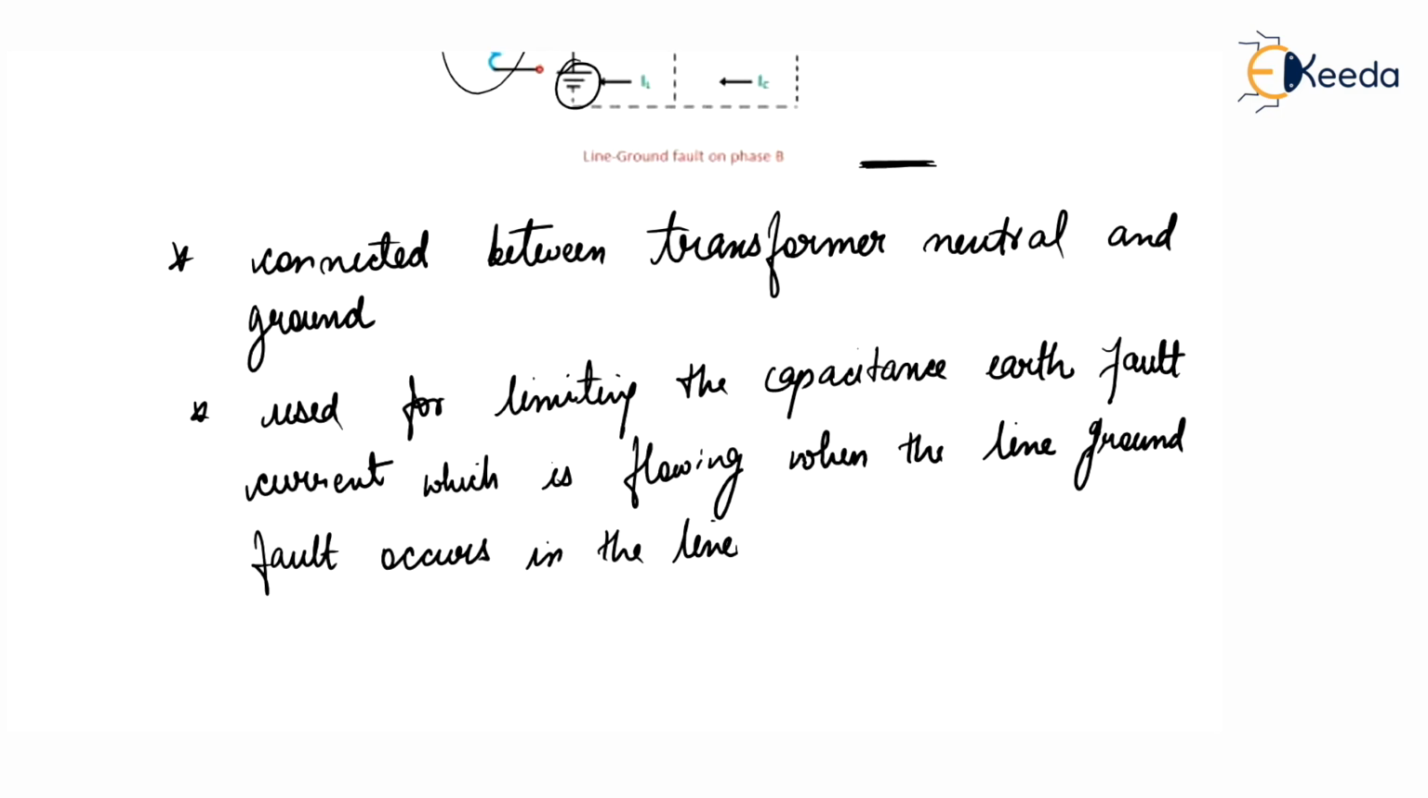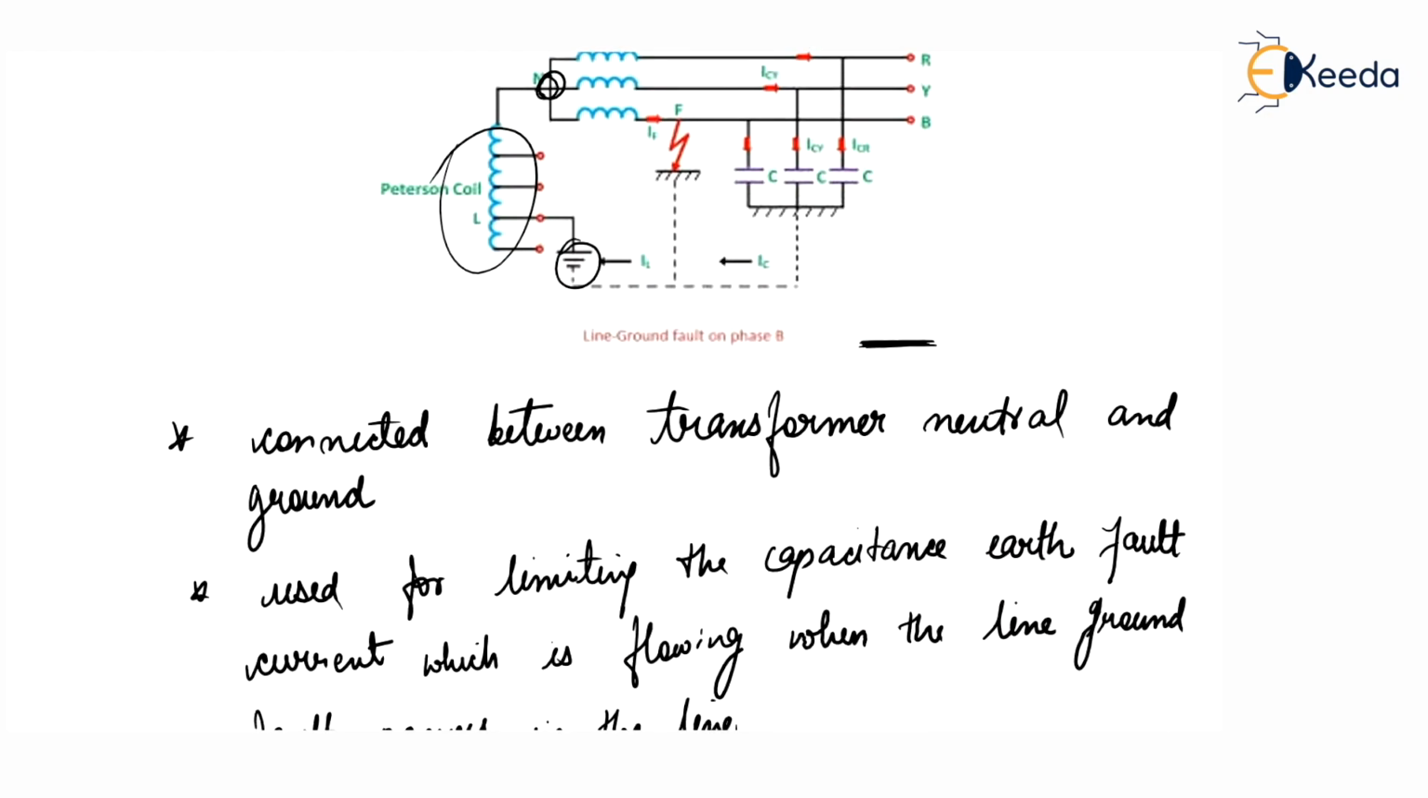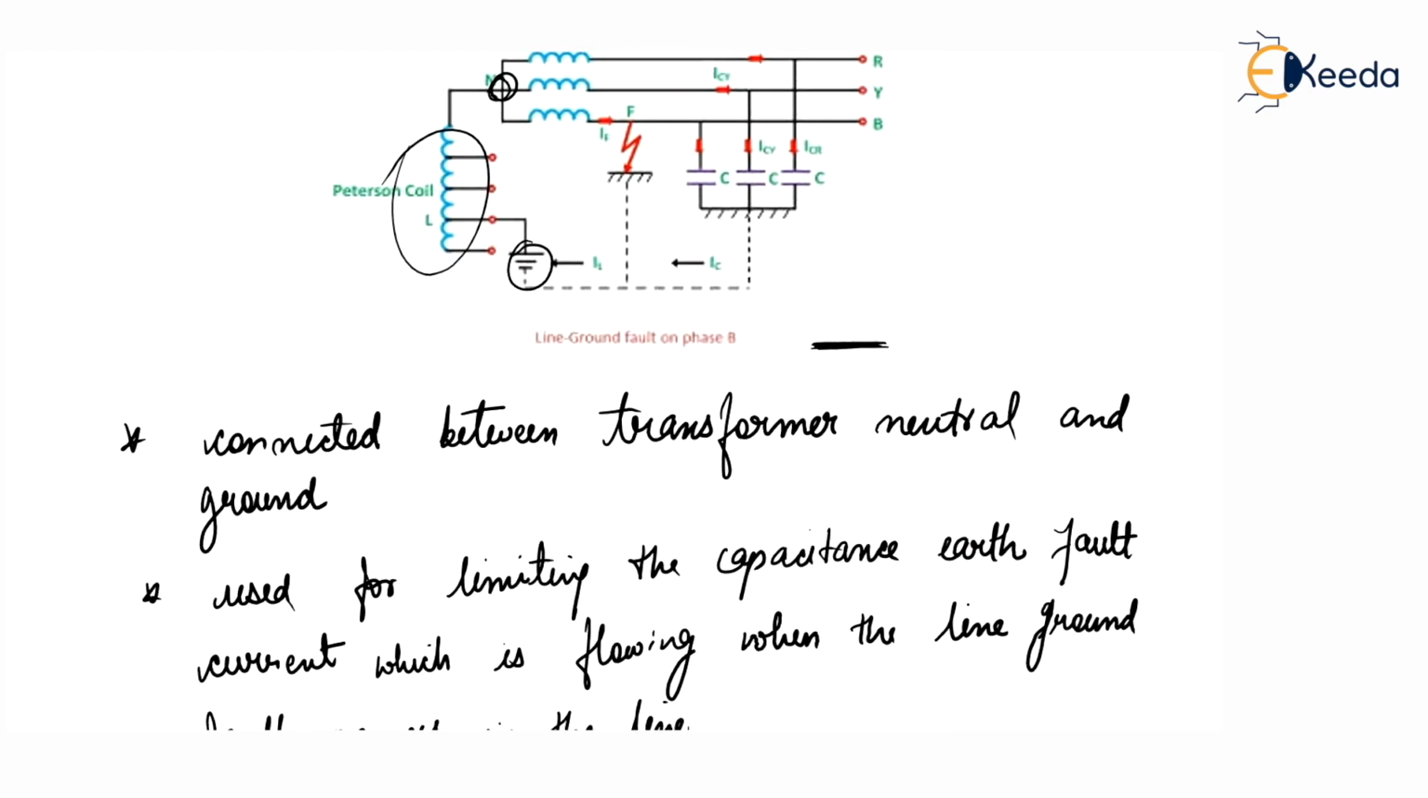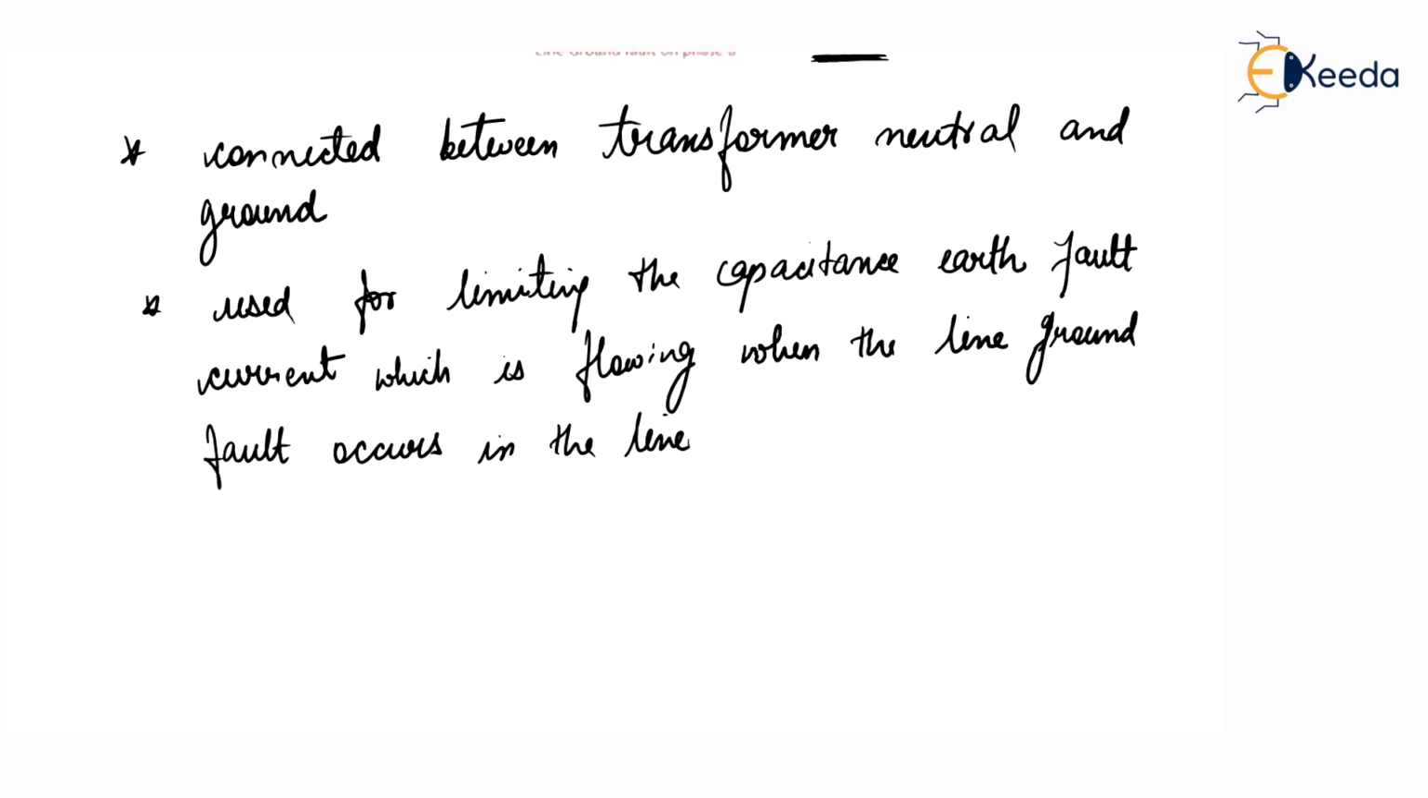So this is used for limiting the capacitance earth fault current, which flows when a line to ground fault occurs in the line. The coil is provided with a tapping so that it can be adjusted with the capacitance of the system.